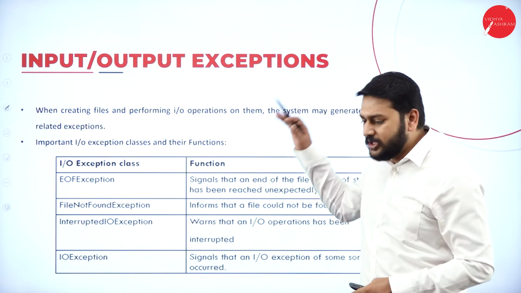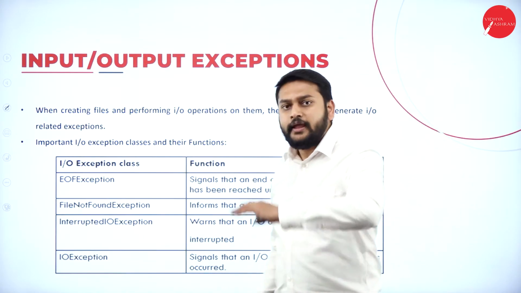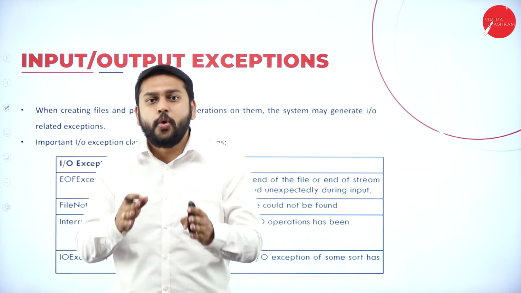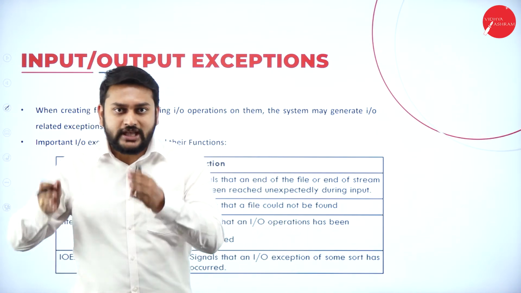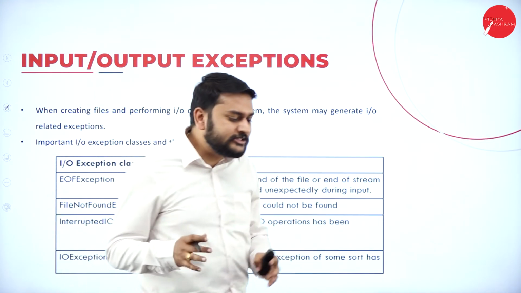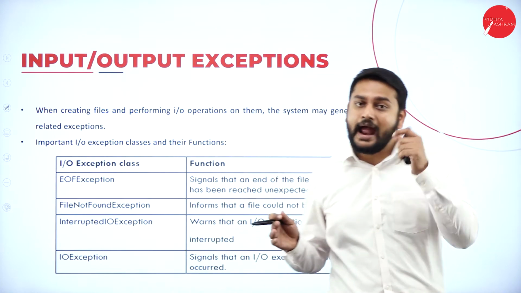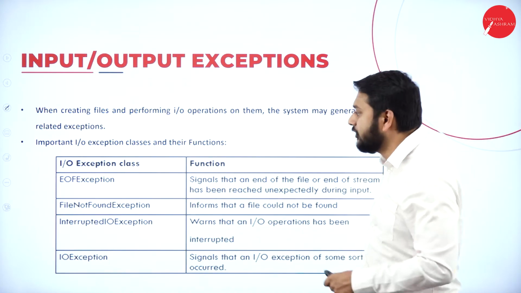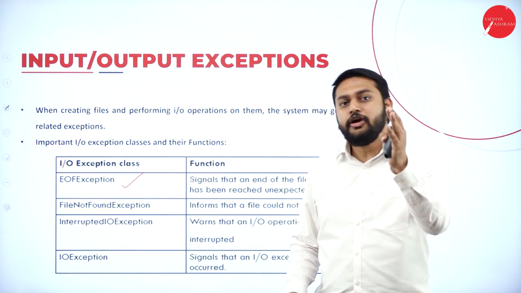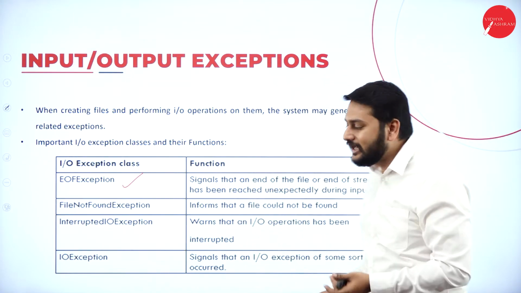So I have some input-output exceptions. In the last chapter, I discussed exceptions. The same thing applies with respect to files. What are the different exceptions that I will come across when I'm handling files? So please observe, the first exception that I've got here is the end of file exception. What exactly is the end of the file?